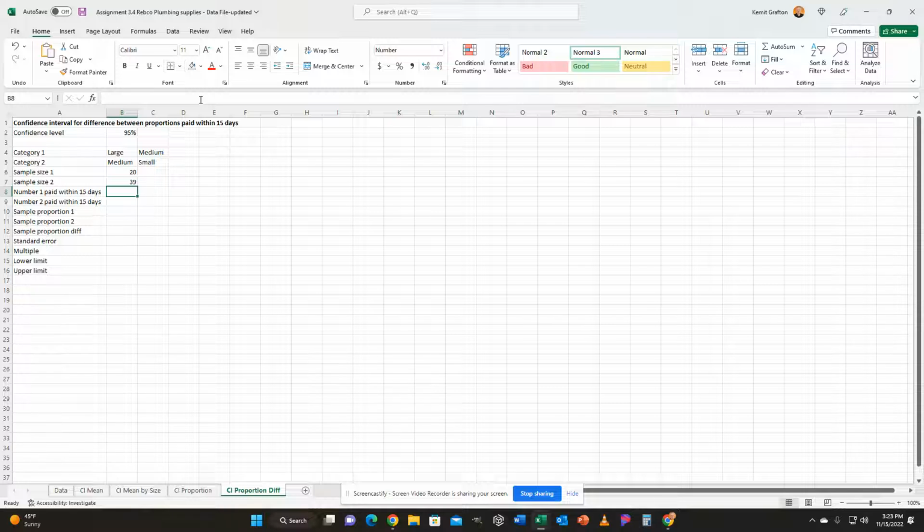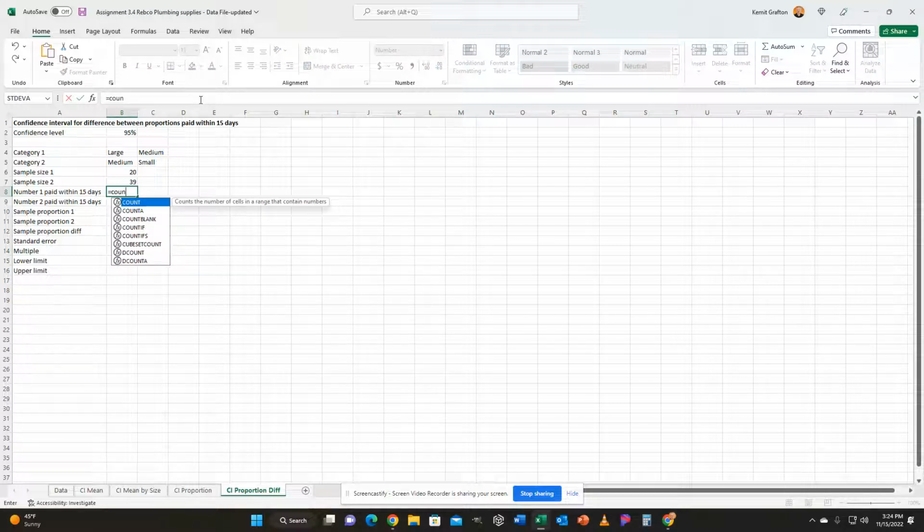Okay. So this next, we want number one paid within 15 days and number two paid within 15 days. This is sample number one, sample number two. So we need to put in there what that criteria is that we're looking for. So we're going to do a COUNTIFS function, and that allows us to put a couple more criteria in there. So start with the equal COUNTIFS, paren, data tab again.